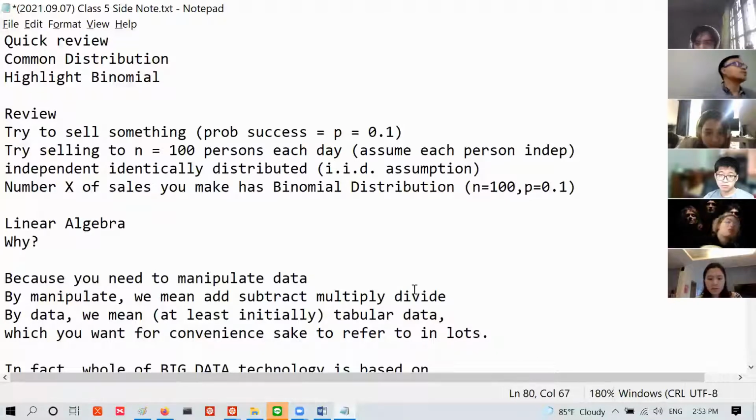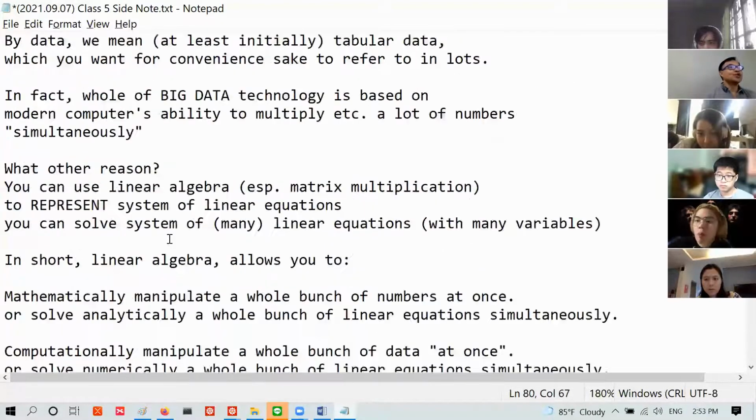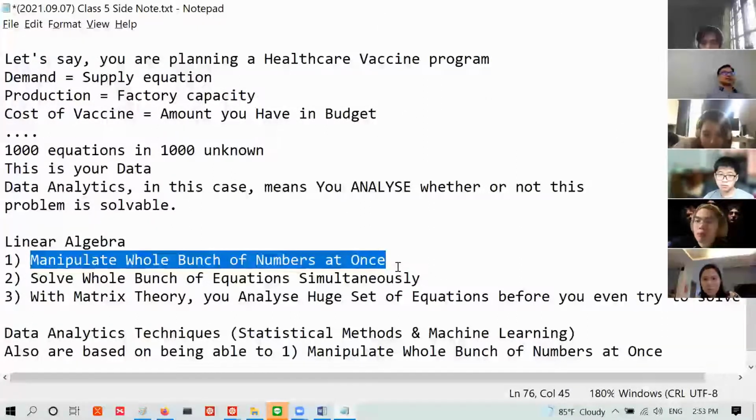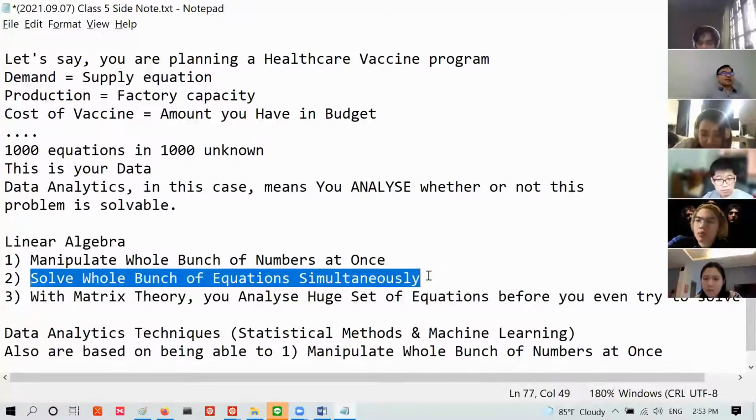And the most efficient way to do it, instead of writing this multiplied by that, you just write the whole vector and multiply the whole vector by a number. You multiply a whole vector by a row vector, you multiply a whole vector by a matrix. So you can manipulate a whole bunch of numbers at once. By manipulation, sometimes it refers to solving a whole bunch of equations simultaneously.